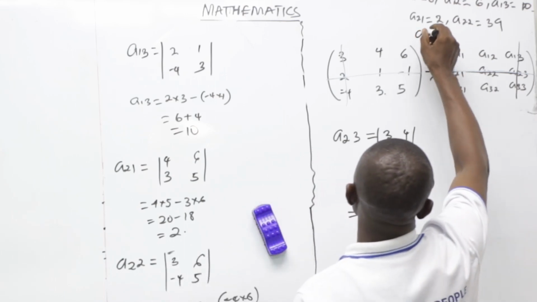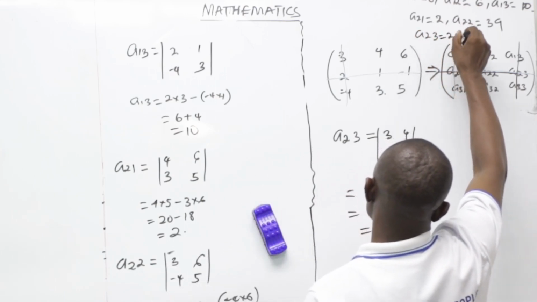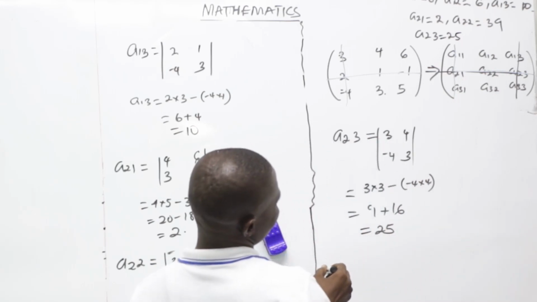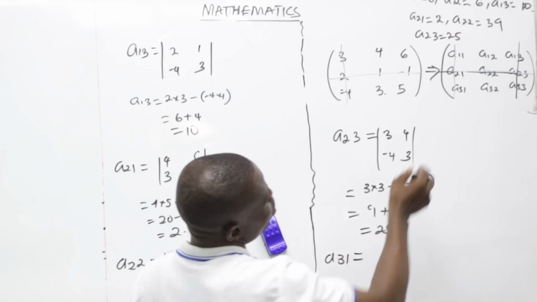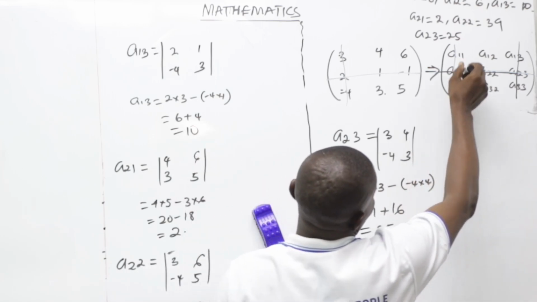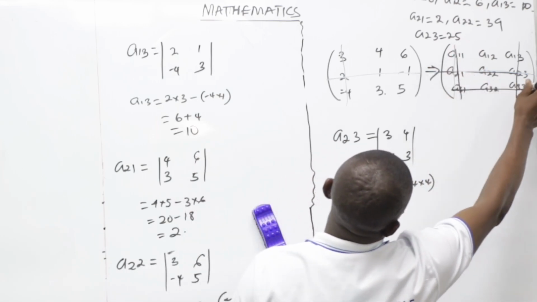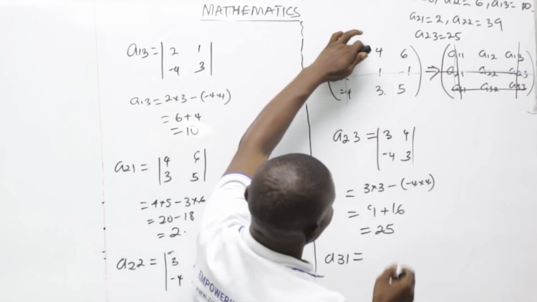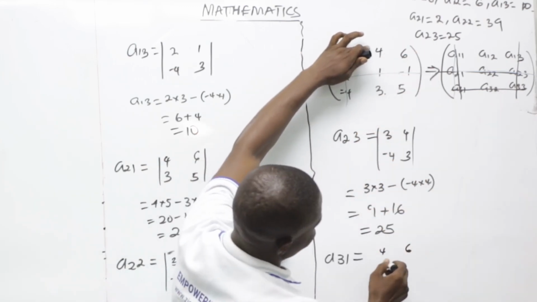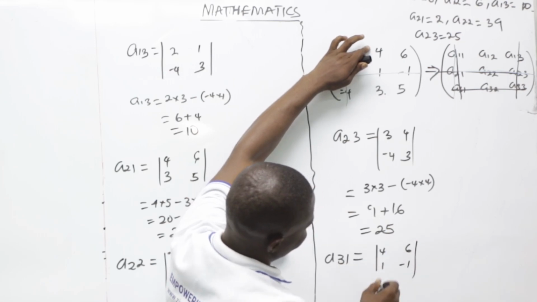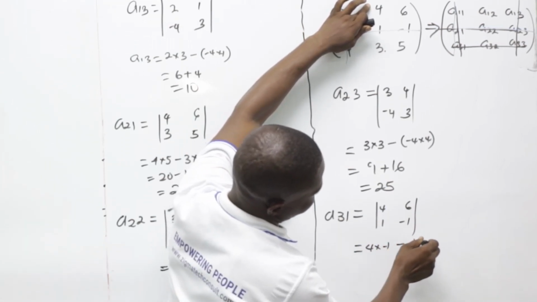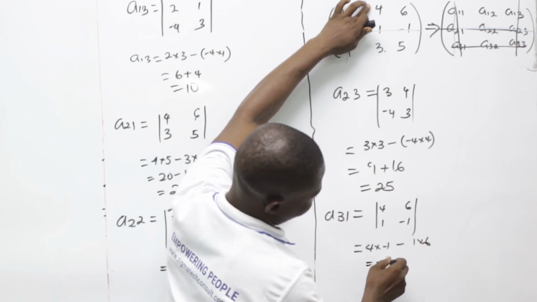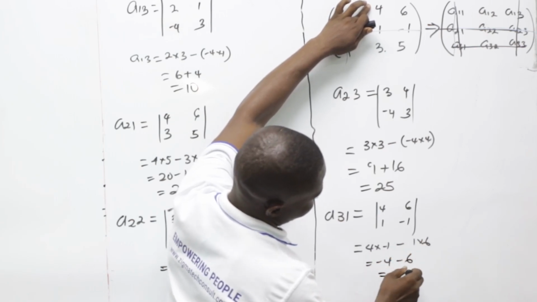So A23 equals 25. What next is A31, which will give us, check the position. See the position here? This way and this way. So we are left with this: 4, 6, 1, minus 1. So that 4 times minus 1 times 6 will give us minus 4 minus 6 equals minus 10.